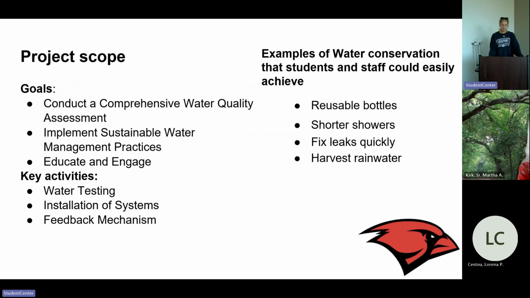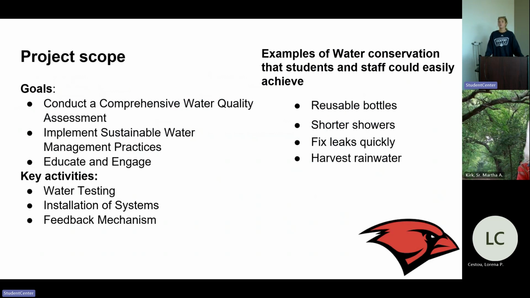So for my project scope, the goals are to conduct a comprehensive water quality assessment, implement sustainable water management practices, educate and engage. I think the most important thing is to educate and engage and just get the community involved. Key activities for that will be water testing, installation of systems, and feedback mechanisms. Examples of water conservation that I think students and staff could easily achieve: like I said, reusable water bottles, shorter showers.